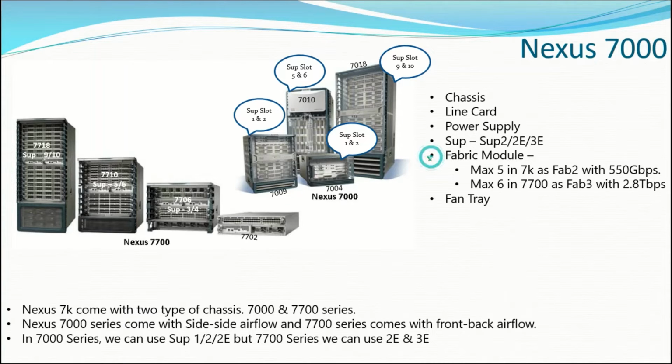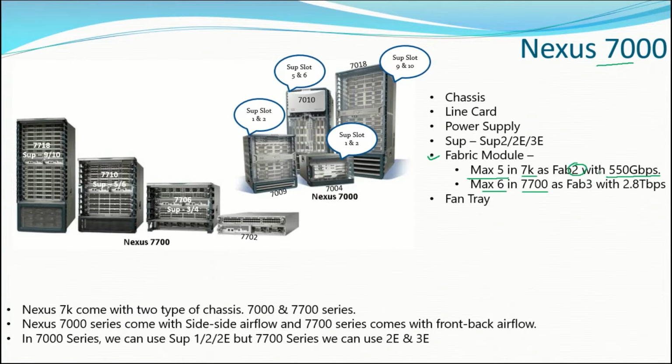This fabric module: we discussed in Nexus 9000 series that the fabric module is placed there. Here as well, we have the fabric module in Nexus 7000 series. But the limit is that we can use a maximum of 5 fabric modules in Nexus 7000 series and 6 fabric modules in Nexus 7700 series. Fabric module generation Fab2 can be used, which provides us 550 Gbps of bandwidth.